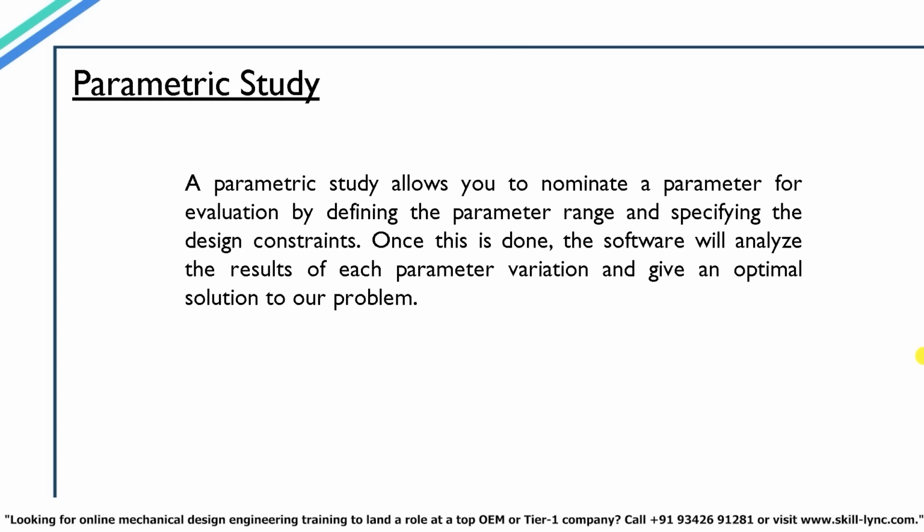The first question that we will be answering is, what is a parametric study? A parametric study allows you to nominate a parameter for evaluation by defining the parameter range and specifying the design constraints. Once this is done, the software will analyze the results of each parameter variation and give an optimal solution to our problem. The definition sounds a bit too complicated to understand. Yeah, I know that. So don't worry, we'll explain it with the help of an example.